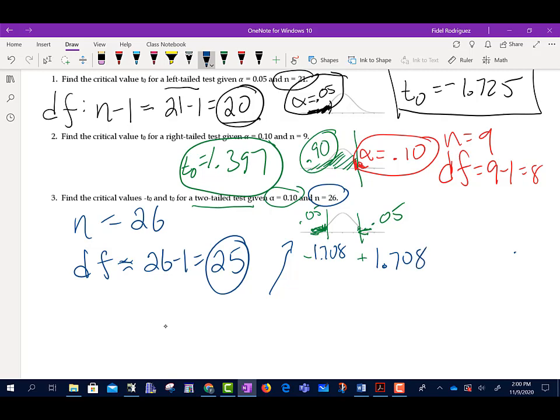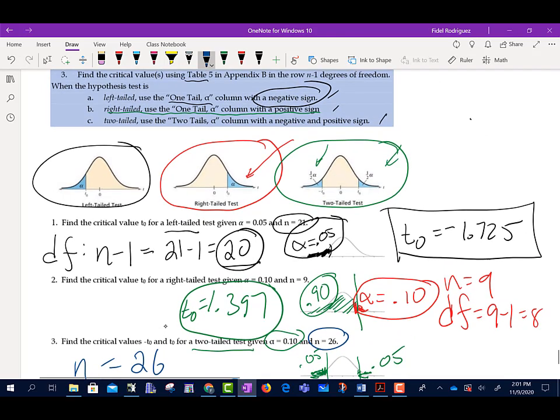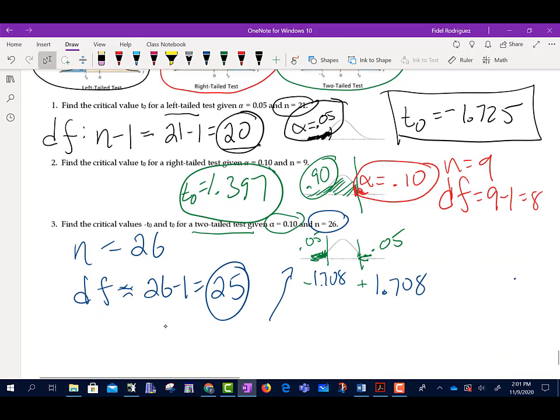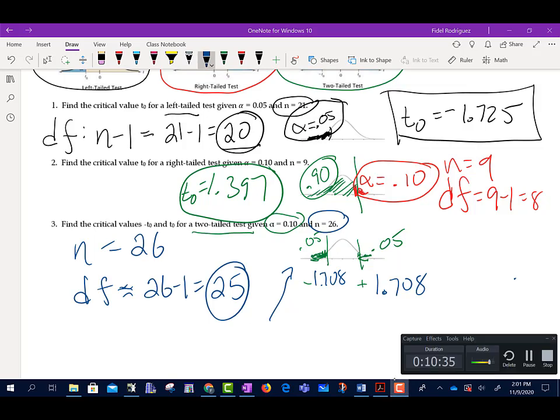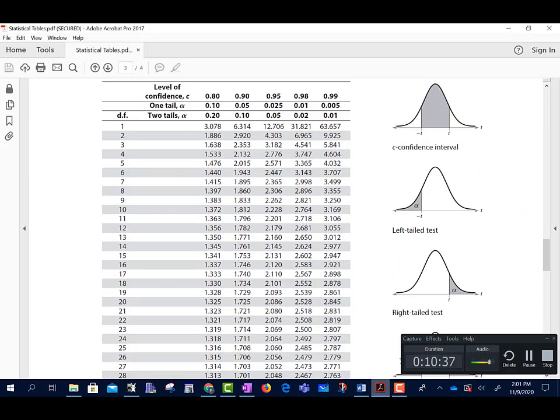1.708, right? And if you wanted to use the table, it says use the two tails alpha column with a negative and a positive sign. So remember, the answer I'm looking for is negative 1.708. Let's see, two tails, 1.708. Where would it be? Trying to see if I can find it. Here we go. 1.708, right? Two tails, alpha was 0.10, degrees freedom was 25, and there it is right there, okay?